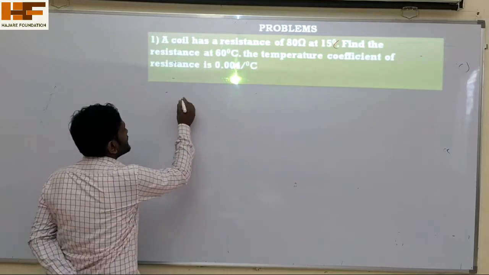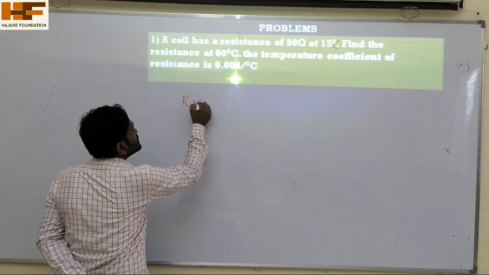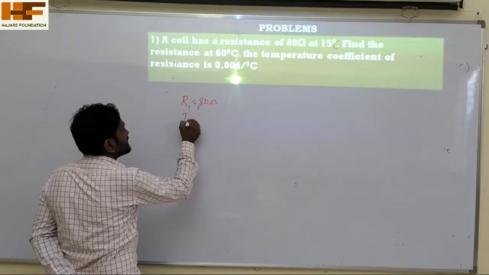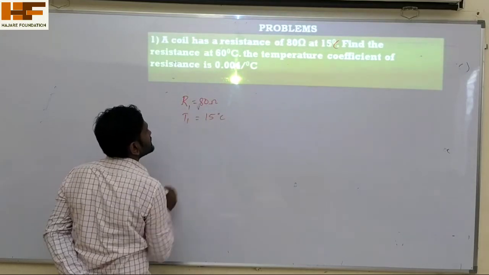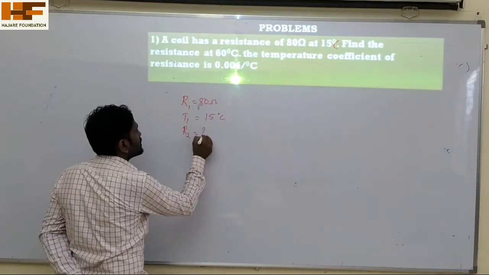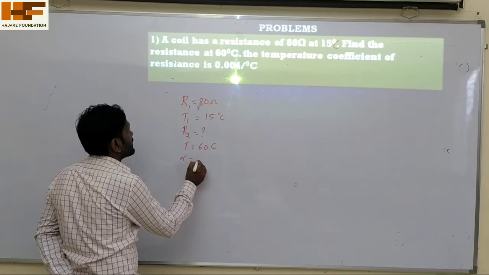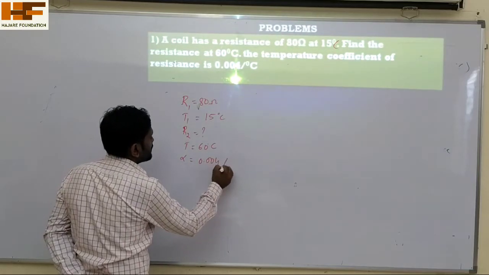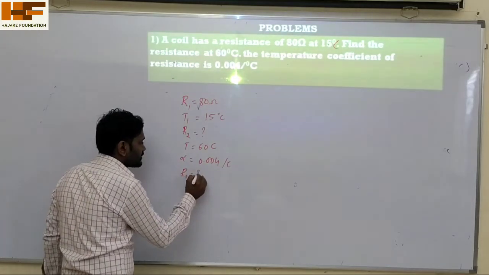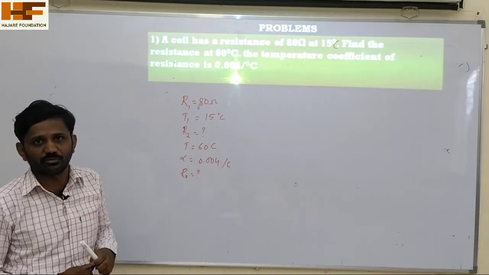First, write down the given values. The coil has a resistance R1 equal to 80 ohm at the temperature 15 degrees Celsius. We calculate R2 at the temperature T equal to 60 degrees, and alpha is given as 0.004 per degree Celsius. Okay. First we calculate the R naught value. How do we calculate it? By using the formula R is equal to R naught into 1 plus alpha into delta T.